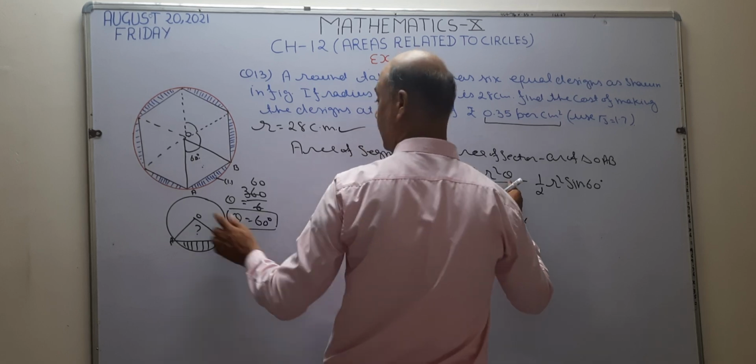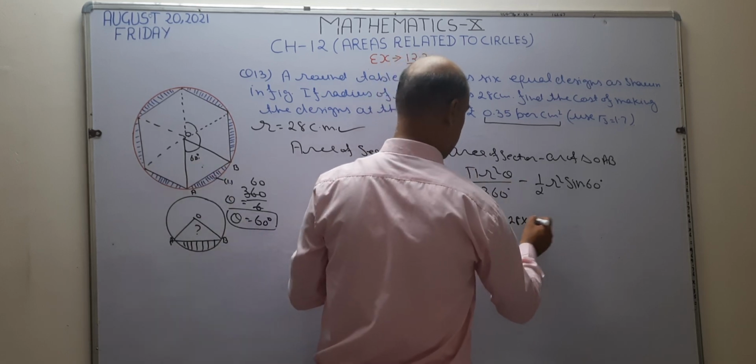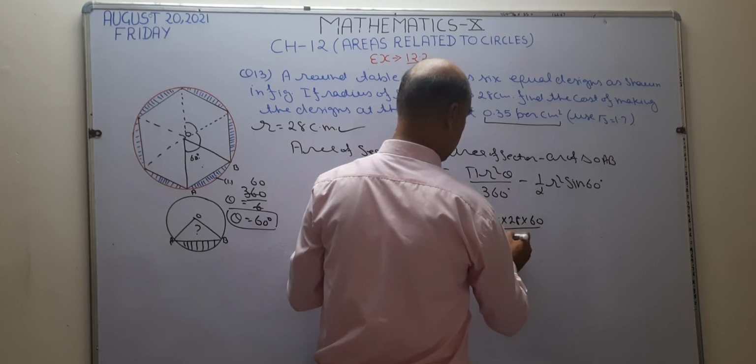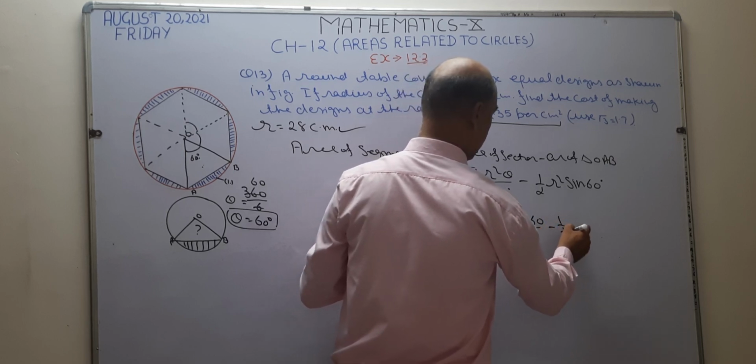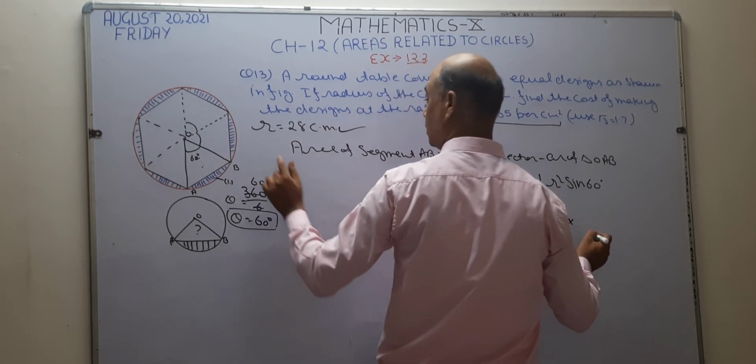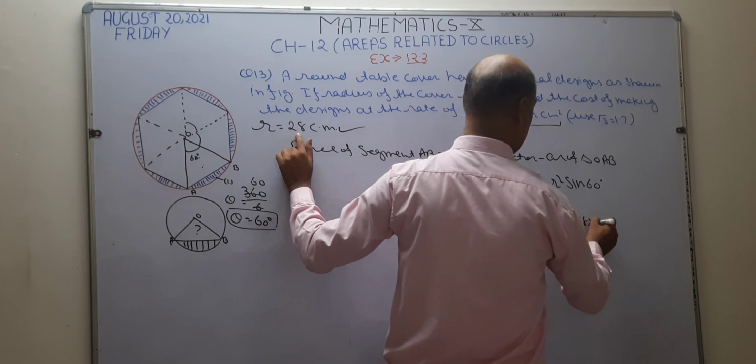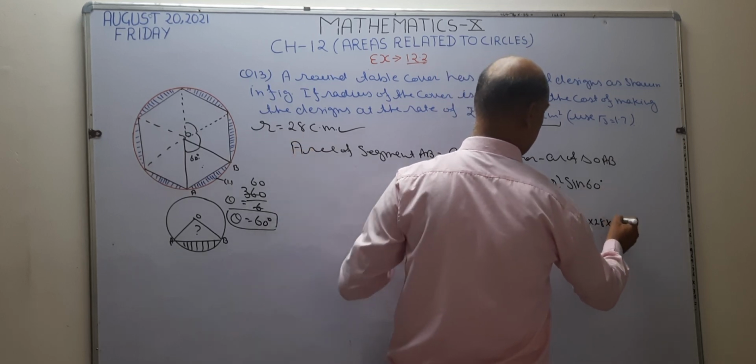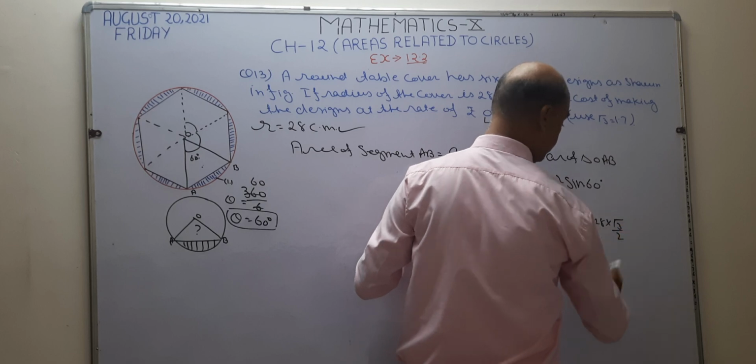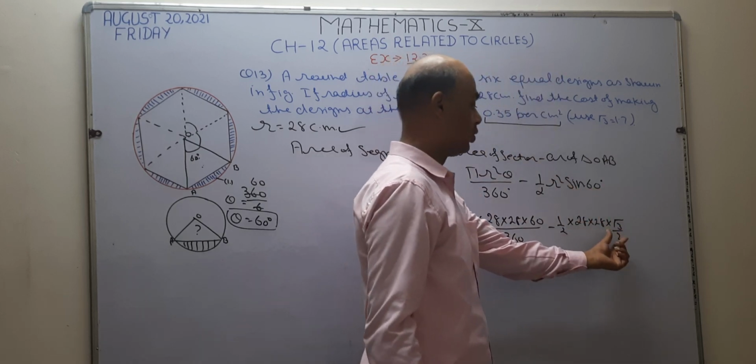What is the value of theta? Theta becomes 60 degree. Write here 60 degree upon 360. After that 1 by 2 r square. R square means 28 into 28. And the value of sin 60, you know, is root 3 by 2. Value of sin 60 is root 3 by 2.